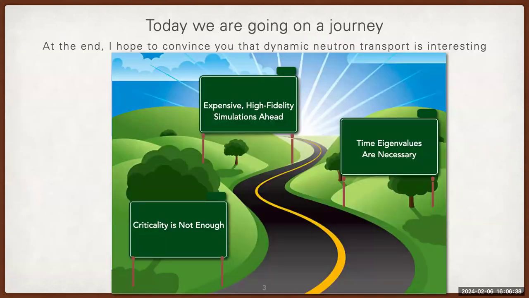Okay, so here's kind of a roadmap of our journey today in neutron transport. So we're going to start down here at the bottom and hope to motivate you with the sense that criticality is not enough to describe some types of nuclear systems. We'll talk about a different way of thinking about these systems and their solution. And then we'll say, if we don't want to be smart, we just want to let computers do everything, what can we do if we have really expensive high fidelity simulations? And that's where we're going to end up.